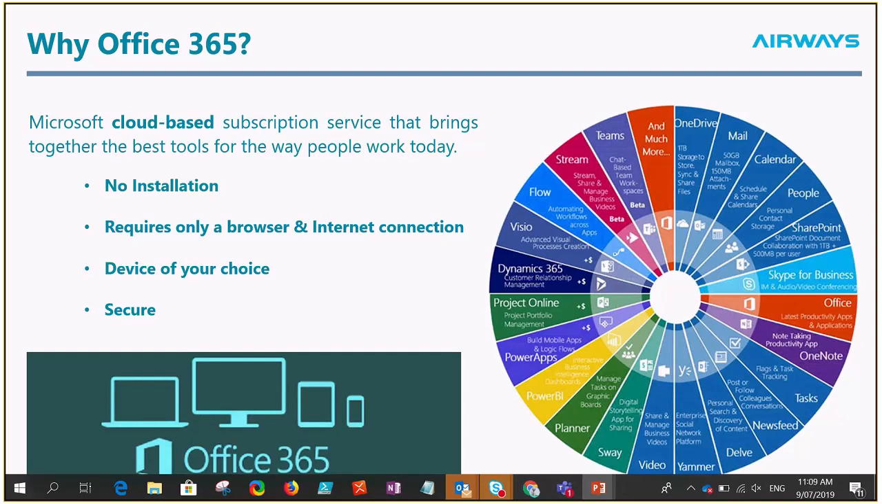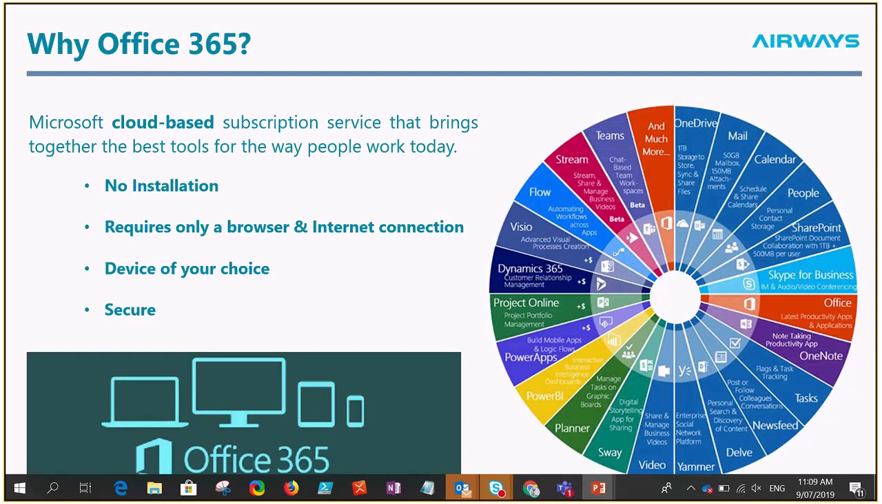The benefits of Office 365: why should you use Office 365 in the first place? The first thing is you don't need to install anything. You access Office 365 through a browser. So all you need is a browser and an internet connection. That's all that you need to use. It is supported by all the major browsers: Microsoft Internet Explorer 11 onwards, Chrome, Firefox, Safari, Opera, they all support Office 365.